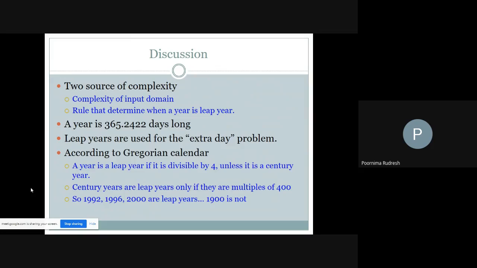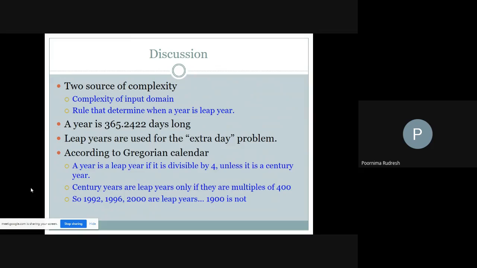Okay, so as I said, for February we will have dates either 28 or 29. If the year is not a leap year, then February will consist of 28 days, and if the year is a leap year, then the February month will consist of 29 days. So that condition also we have to check. Hence, there are two complexities that arise here. One is the complexity of the input domain, and the other one is we need to define the rule for finding the leap year. How do we find the leap year?